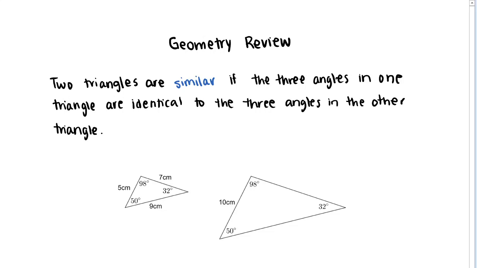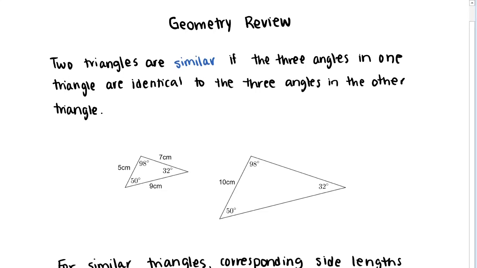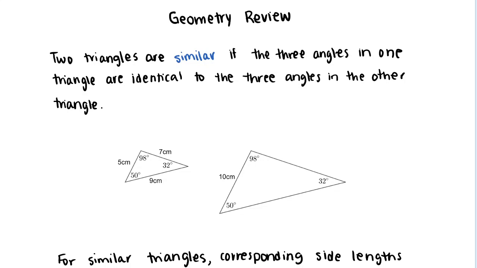And so the first idea I'd like to cover is this idea of similar triangles. Two triangles are similar if the three angles in one of the triangles are identical to the three angles in the other triangle. Here I've got an example of a pair of similar triangles, because if I look at the angles, we see this 98 degrees appear in both of the triangles. We see this 32 degrees appear in both, and we also see this 50 degrees appear in both of these triangles. These two triangles have identical angles, and so we call them similar.